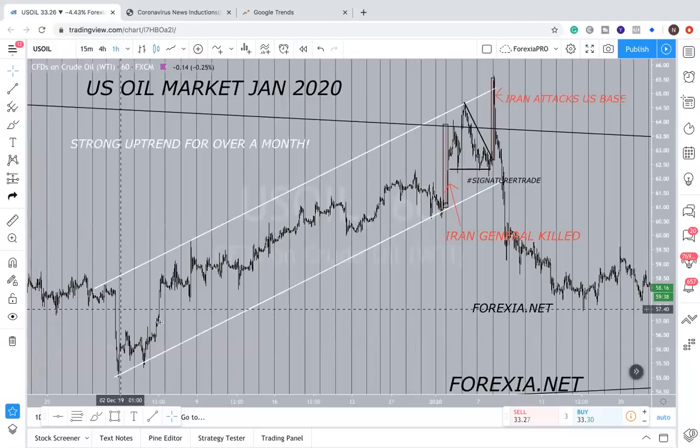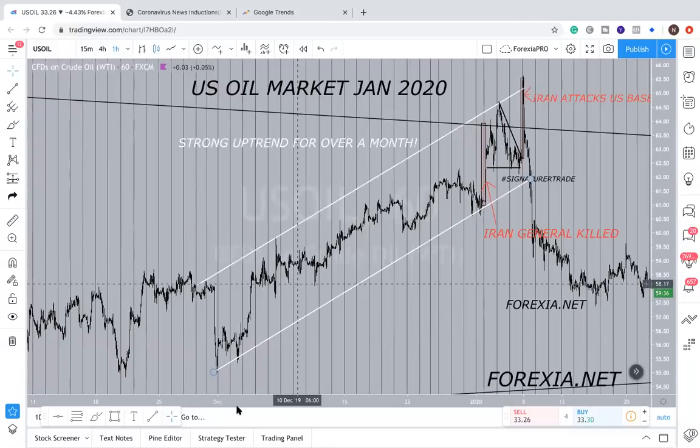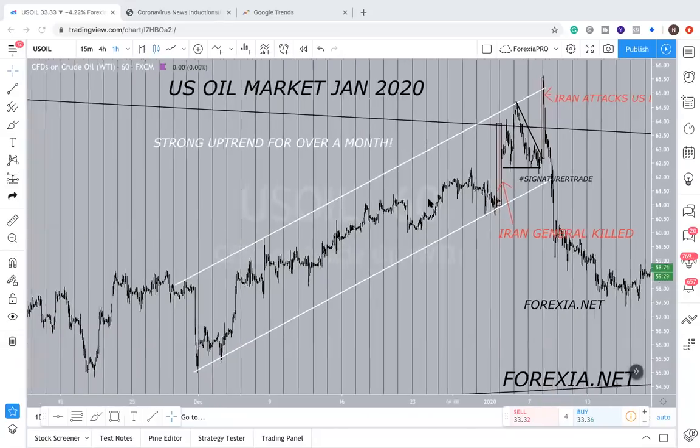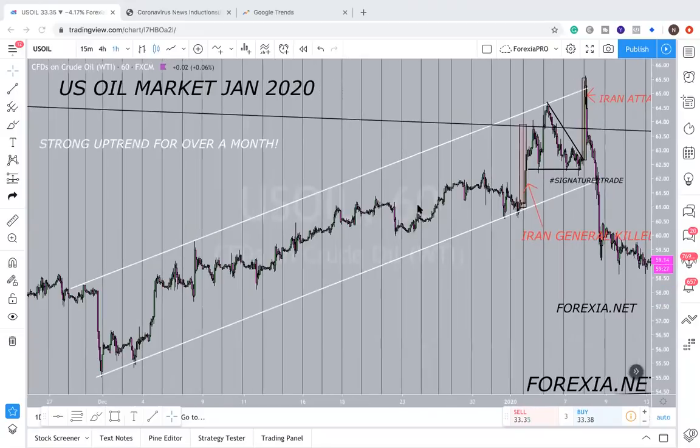But the very defined uptrend occurred in December. From December to January, an extremely defined uptrend. Okay, what was needed, and here's that signature trade that reversed the uptrend. However, what was needed for the market to reverse itself?